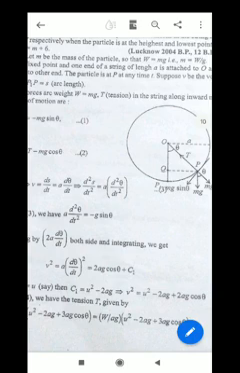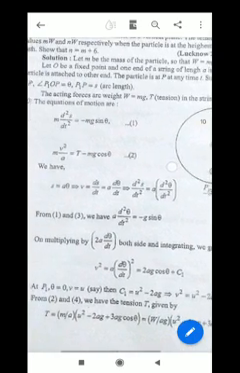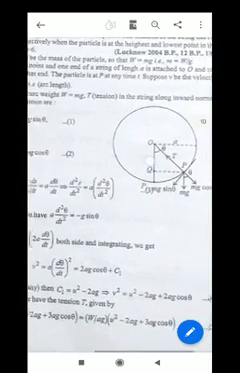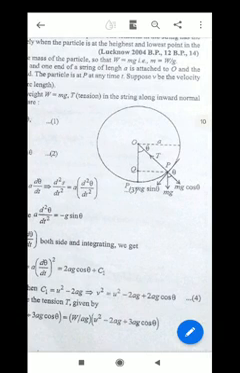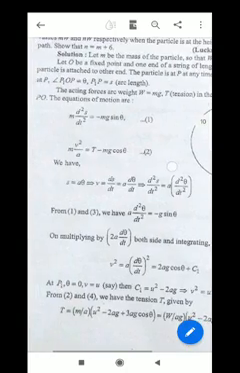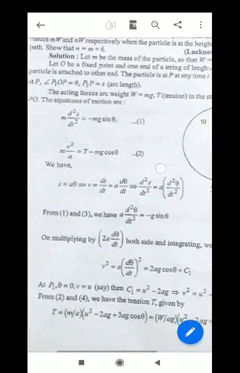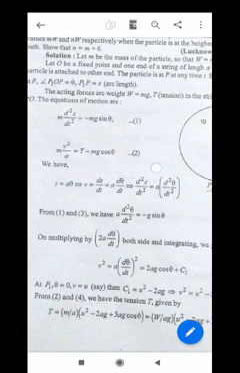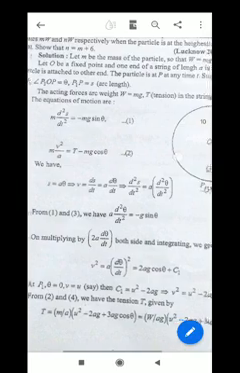Now the forces acting are the weight mg and the tension in the string along the inward normal direction. Weight will be acting in the downward direction. Then from the equation of motion, the equation of motion along the tangent direction will be m d2s by dt square equal to minus mg sin theta.